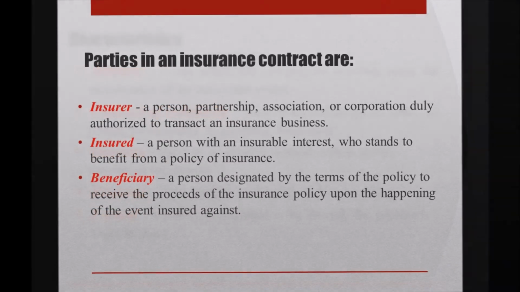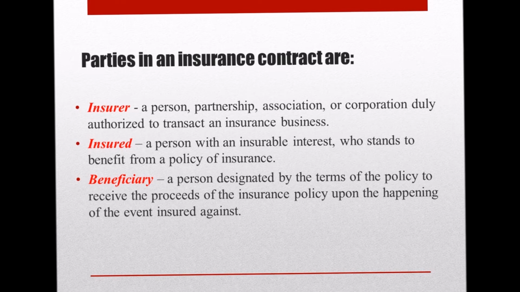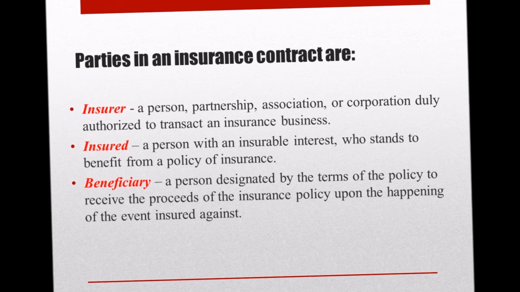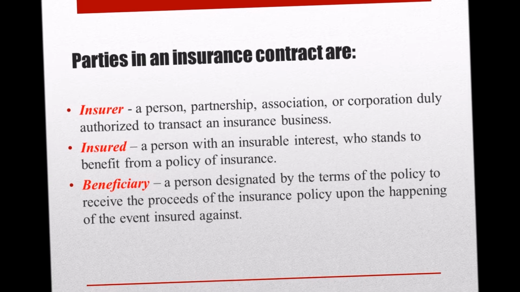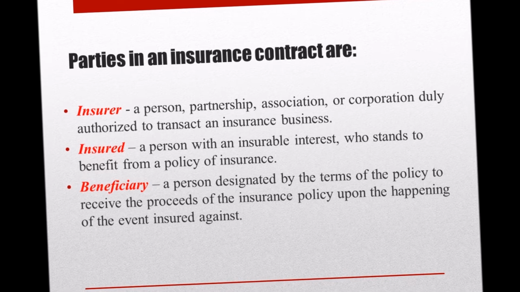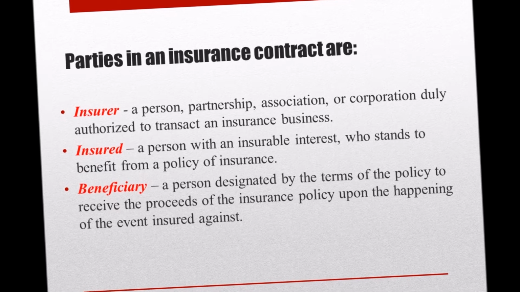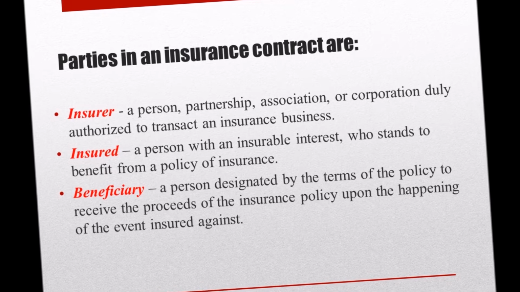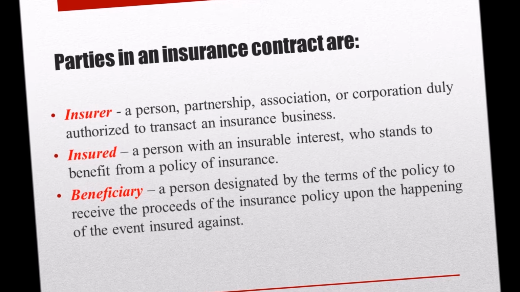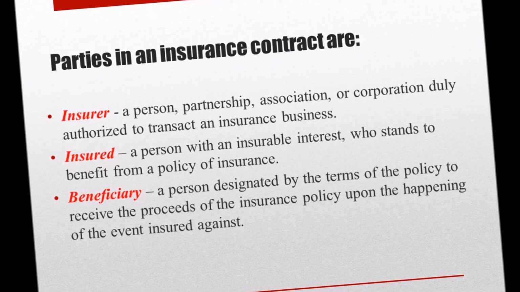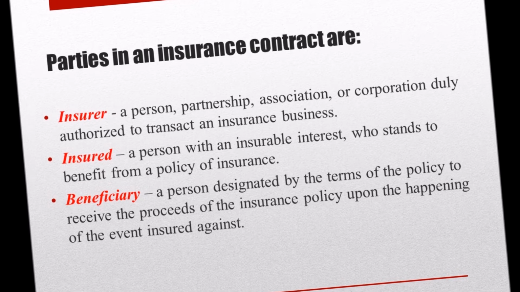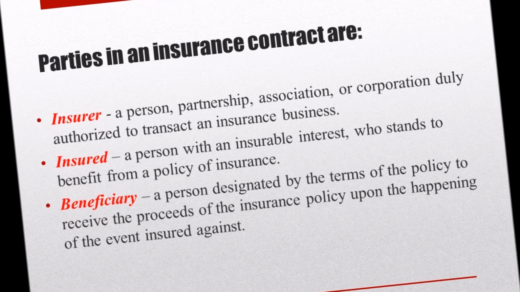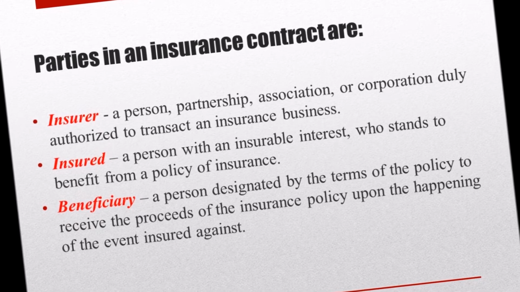There are parties in an insurance contract, and these are the insurer, a person or corporation duly authorized to transact an insurance business. Next is the insured, a person with an insurable interest who stands to benefit from a policy of insurance. In the strict sense, the insured party is the owner or purchaser of the policy even though the benefit of the insurance may occur to someone else. And lastly, the beneficiary. It is a person designated by the terms of the policy to receive the proceeds of the insurance policy upon the happening of the event insured against.